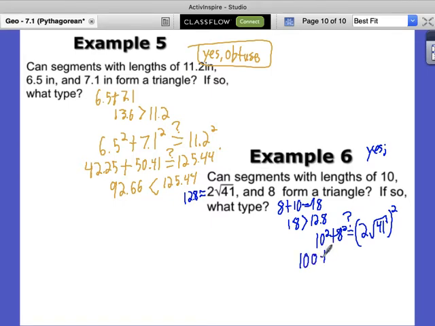What is 8 squared, Mackenzie? 100 plus 64 equals 2 times square root of 41 squared, which is 2 times square root of 41 times 2 times the square root of 41, right? So 12.